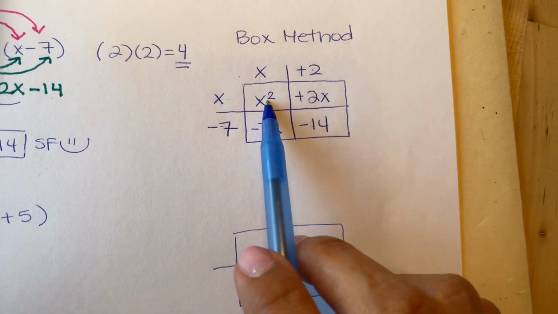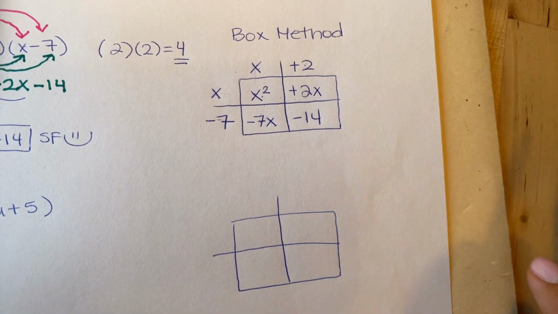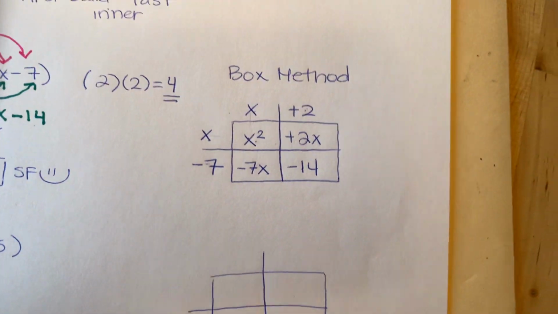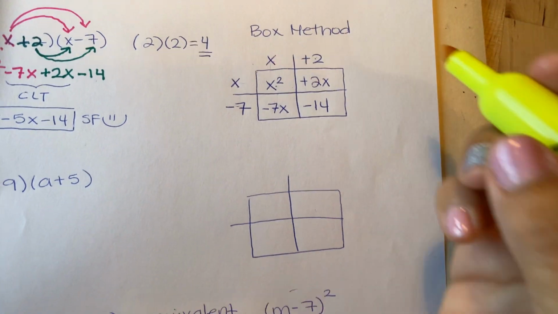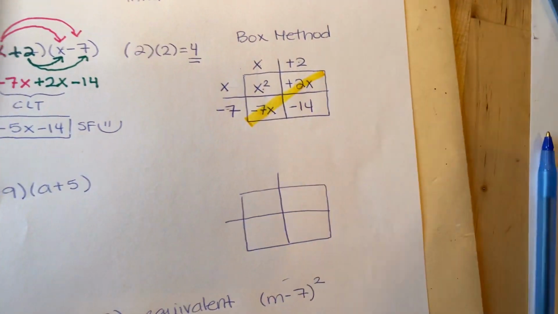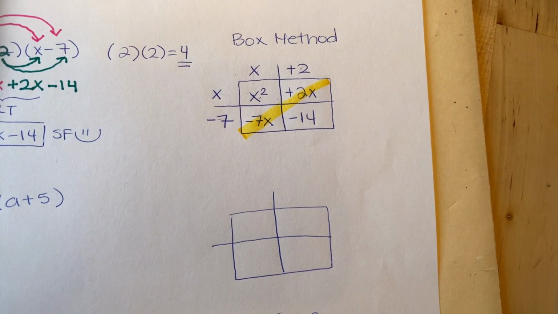Okay, so there's your 4 terms, right? Typically then, your diagonals are your like terms. Now I only have one diagonal here, right?